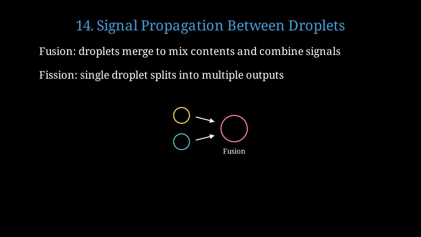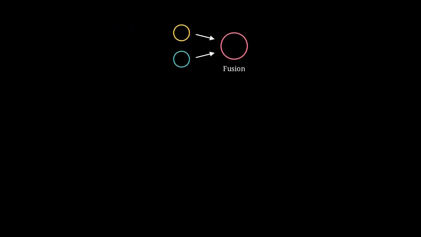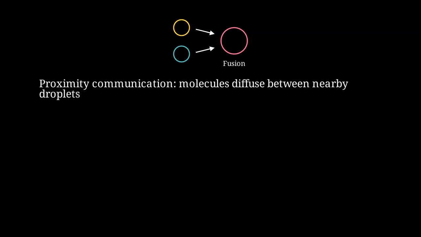2 input droplets approach and fuse into a single, larger droplet containing the combined chemical signals. Droplets can also communicate by proximity, where small molecules diffuse through the separating medium between nearby droplets.